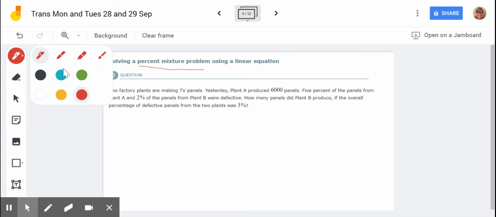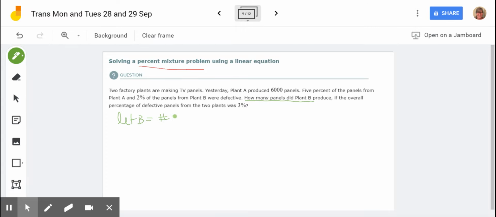Okay, again, first time through, I read it and I just go, okay, they're talking about TVs and some are defective. Literally, that's all I got. I don't know what this problem is caring about right now. All I know is about TVs. All right, so now I go back and I find what they're asking for. It says, how many panels did plant B produce? That's going to be my variable. Okay, so I'm going to say, let B equal the number, not panels, but the number of panels B produced. Okay, because we're going to need to use that.